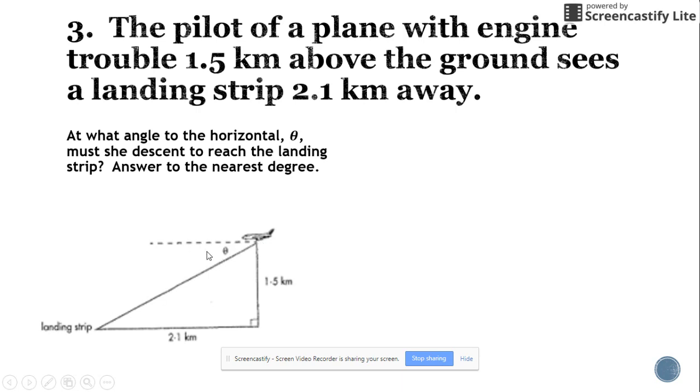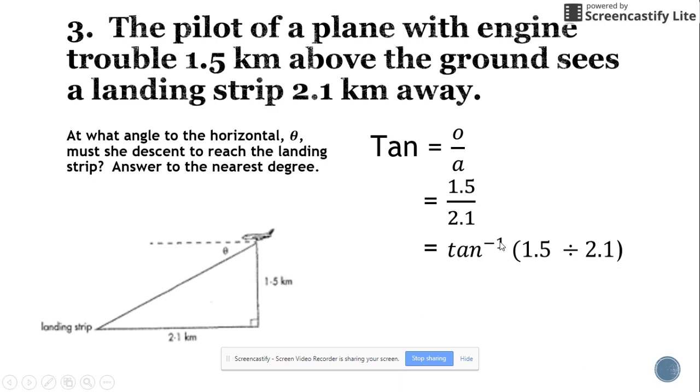Now, we know that this angle is equal to that angle. So we're going to pretend that the angle is here. If the angle is here, this becomes adjacent, and this becomes opposite. So we're going to do tan, and we're going to go O over A. So our opposite, if our angle's here, will be 1.5 over 2.1. And then we're going to go tan dash 1, because we need to get a degrees, 1.5 divided by 2.1. And write down your answer, and then bring it to the nearest whole number, nearest degree, and put your degree sign on there.